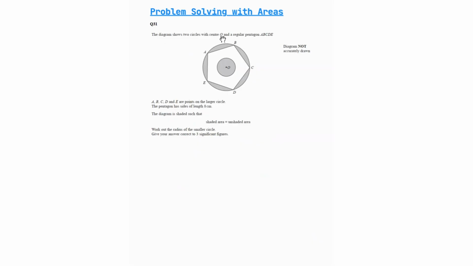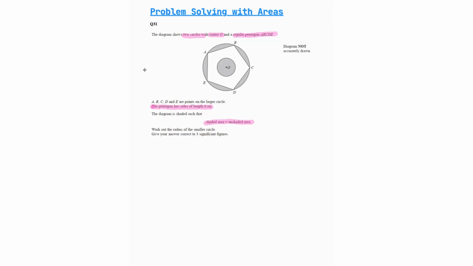This diagram shows two circles with center O and a regular pentagon ABCDE. Keyword over here, regular pentagon. Two circles and there's a center O. A, B, C, D, and E are points on the larger circle. The pentagon has the side length of 8 centimeters. The diagram is shaded such that the shaded area is equal to the unshaded area. We have to work out the radius of the smaller circle, giving your answer correct to 3 significant figures.